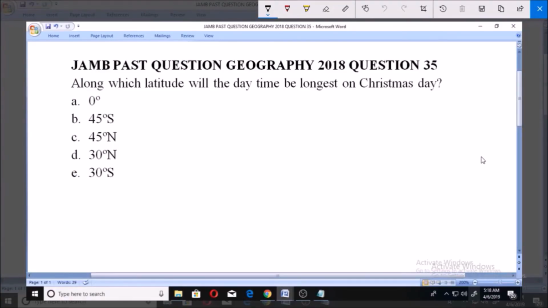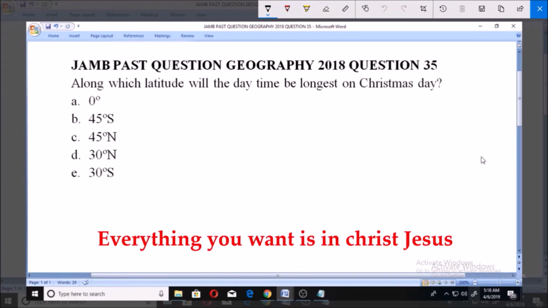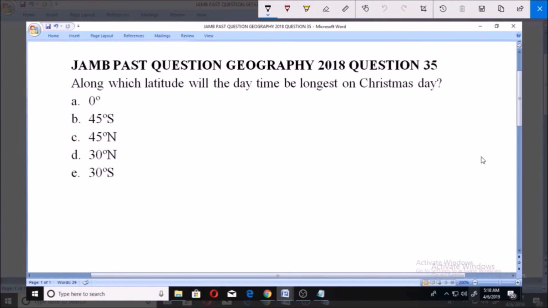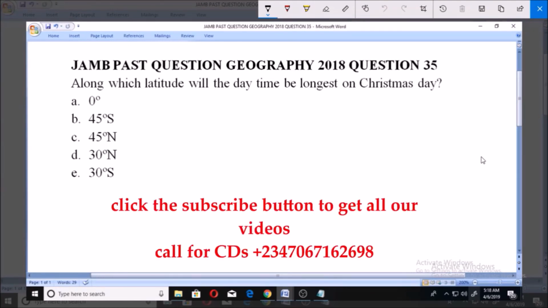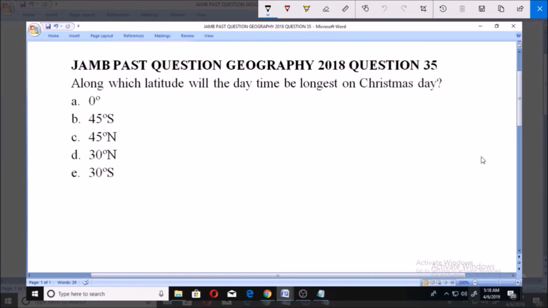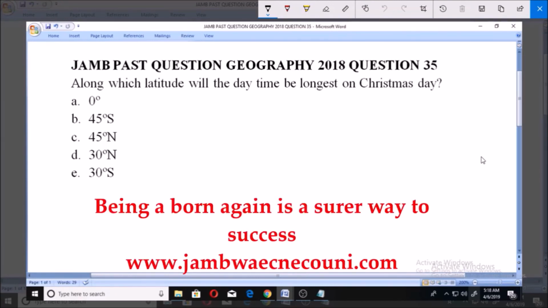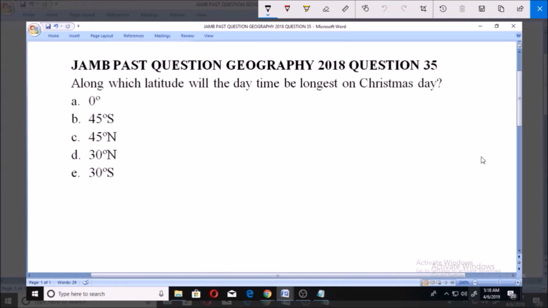Hello, welcome. Let's look at this JAMB past question, Geography 2018, question number 35. Along which latitude will the daytime be longest on Christmas Day? A. 0 degrees, B. 45 degrees south, C. 45 degrees north, D. 30 degrees north, E. 30 degrees south. So along which latitude are you going to have daytime the longest on Christmas Day?